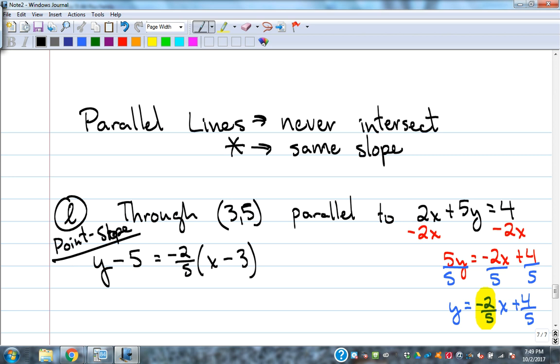All I did was take the ordered pair they gave me, and take the slope from the equation they said it was parallel to. Nothing fancy about that at all. It's just taking it and throwing it into the point-slope form.